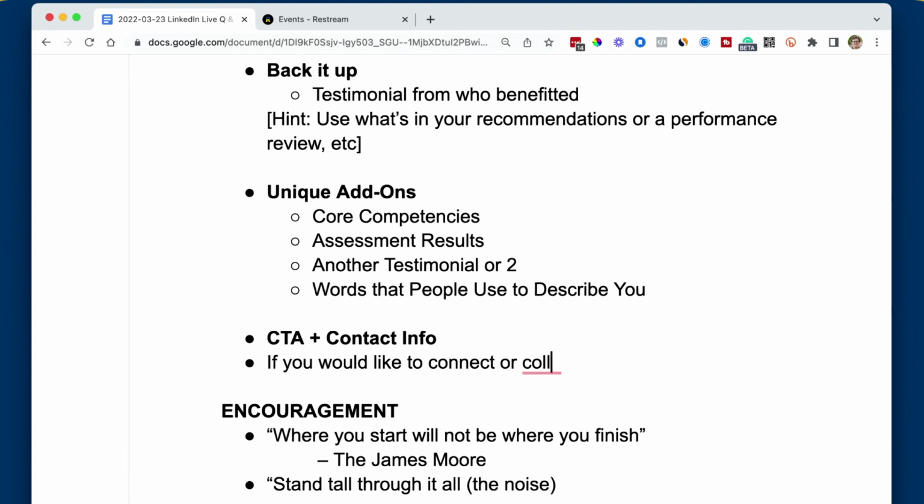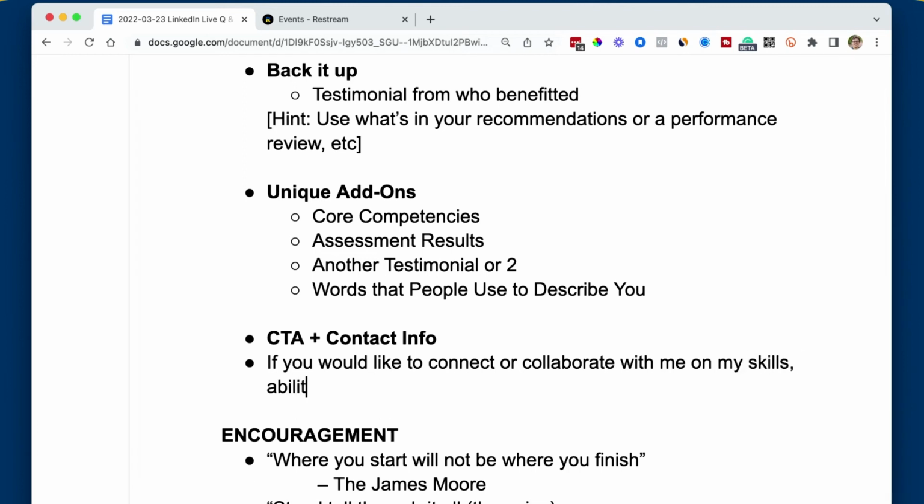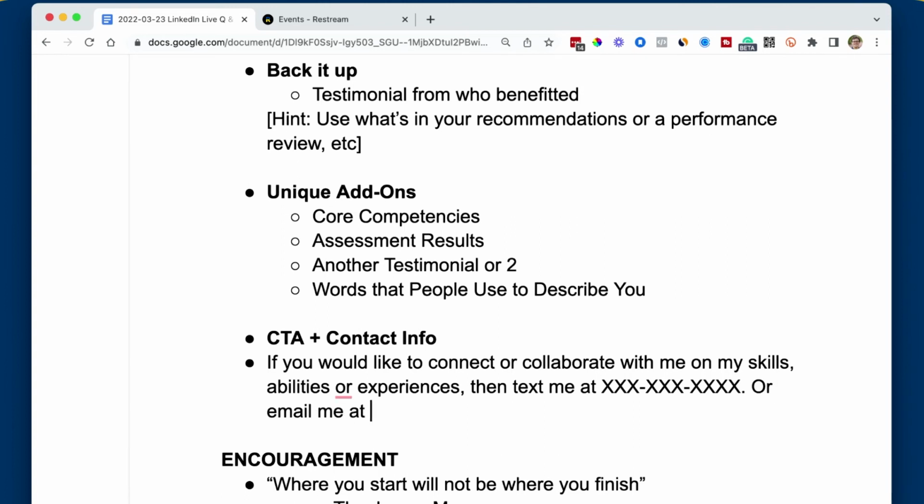cool. I always spelled this word wrong. Collaborate, yeah, there we go, with me on my skills, abilities, or experiences, then text me at, there it is, your phone number. Boom. Right? Okay. Or if you're not happy with that, then or email me at, or both. Okay. Put it down here. So that is one way to do it.